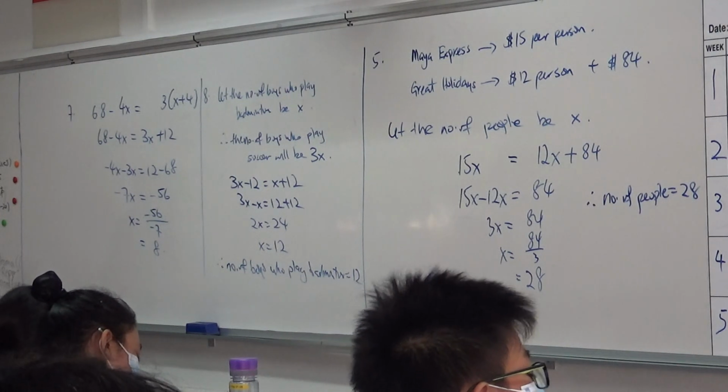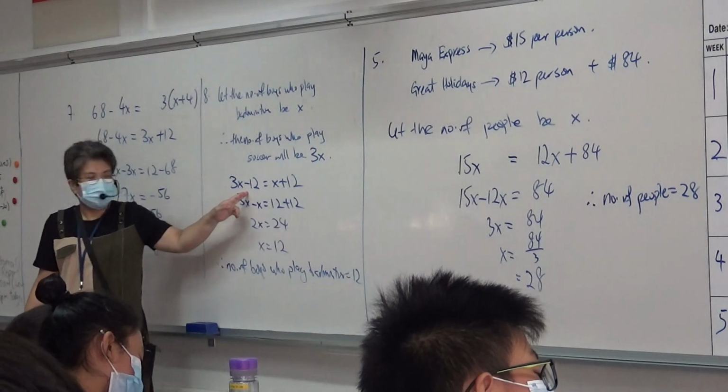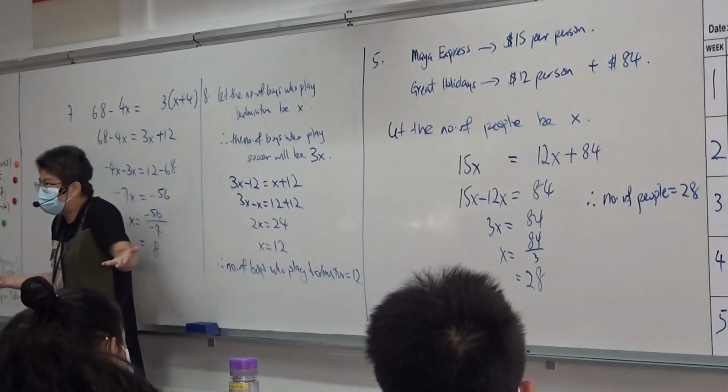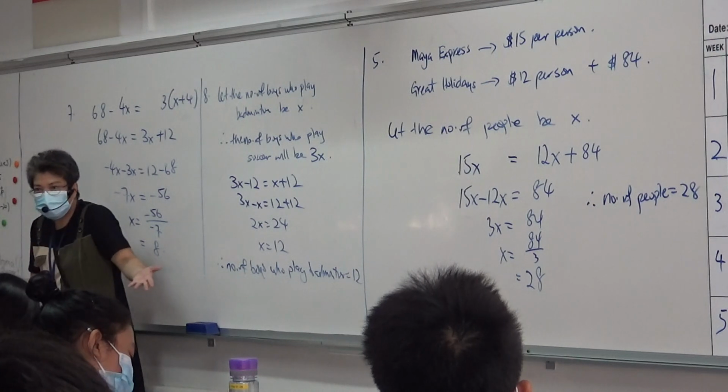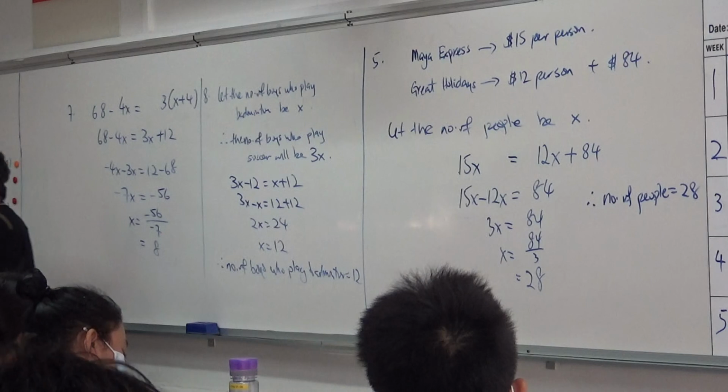Is it clear now? I think it's this part that confuses people. You minus 12, you must add 12, no? If not, the 12 people don't go where. You understand? You understand what I'm saying? So that is your question number 8.